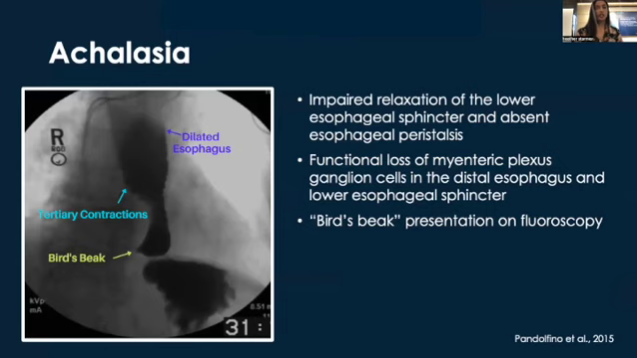Achalasia, as Dr. Clark dovetailed into and gave us a good rendition, is impaired relaxation of the lower esophageal sphincter or absent peristalsis of the esophageal body. And that classic bird's beak presentation is what we can see in the anterior posterior view, but also in the esophageal screen. So here we go, we have that dilated esophagus up above, we have tertiary contraction squeezing down, and then that bird's beak appearance because of the inability for that lower esophageal sphincter to relax.